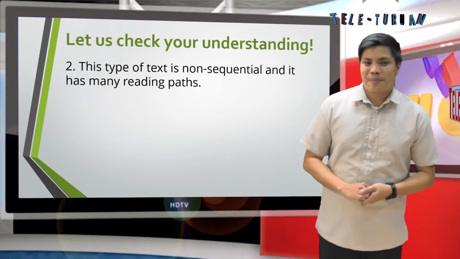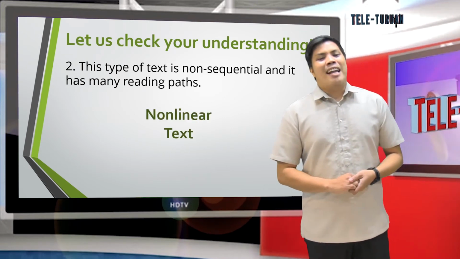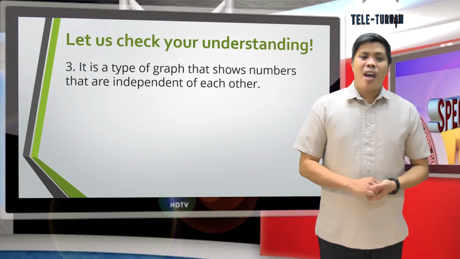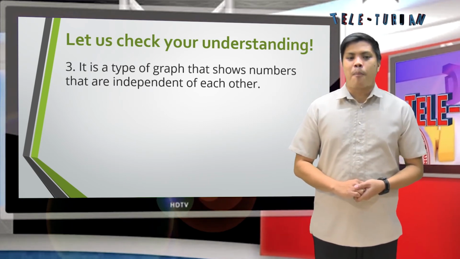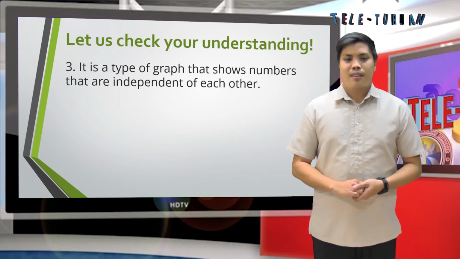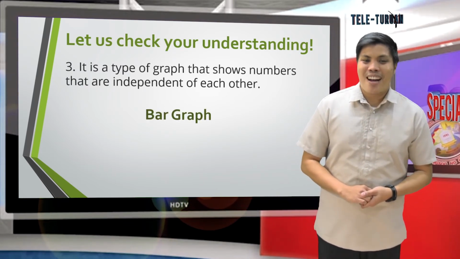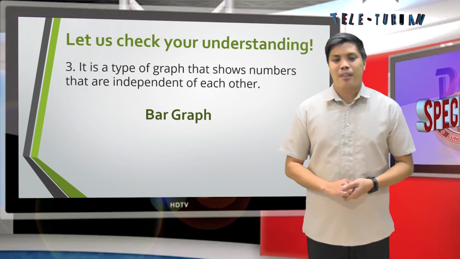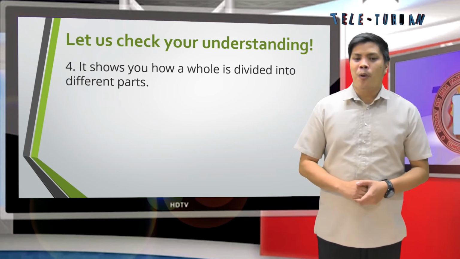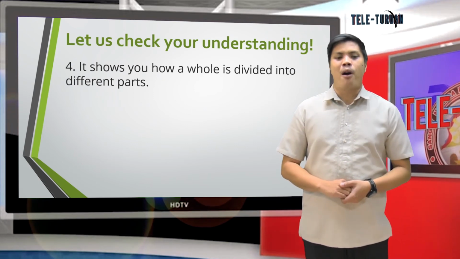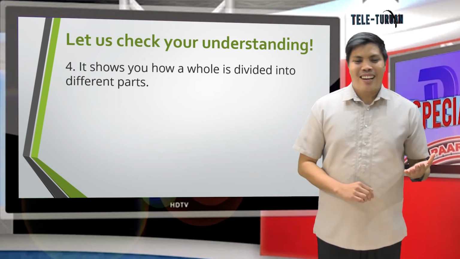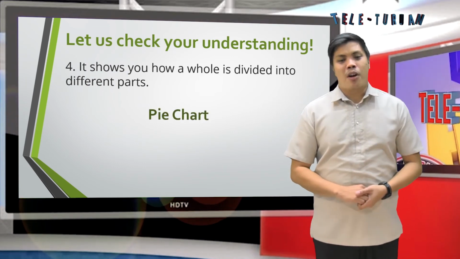What is your answer? Alright, very good. That is non-linear text. Number 3, it is a type of graph that shows numbers that are independent of each other. The answer is right, that is bar graph. Number 4, it shows how a whole is divided into different parts. What's the answer? Alright, so that is pie graph or pie chart.